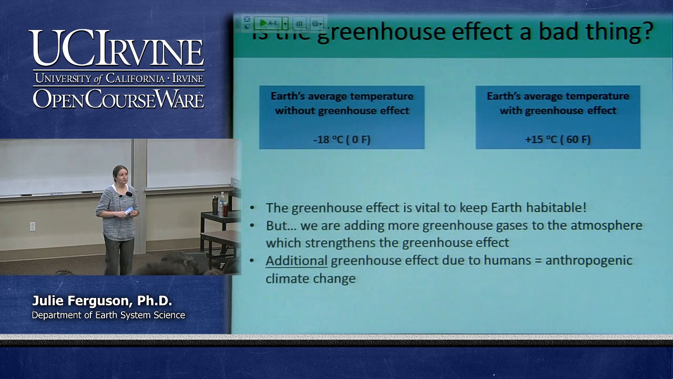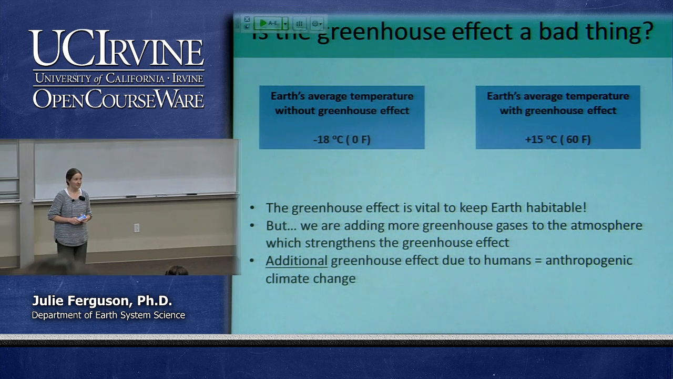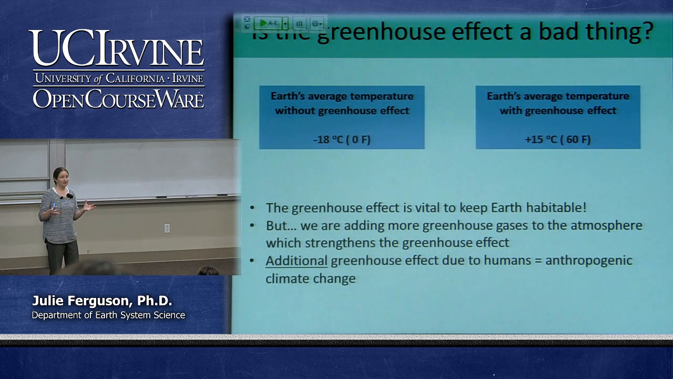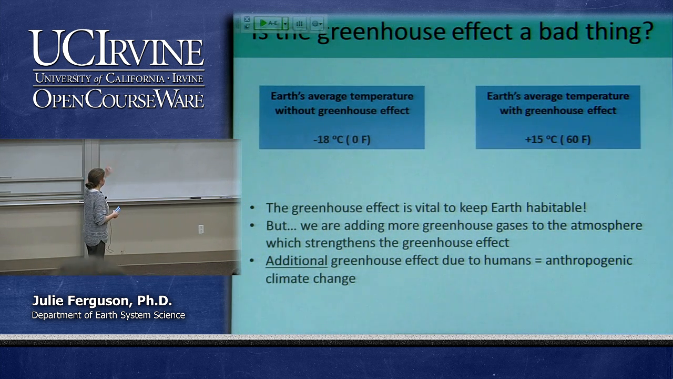The complication arises because we are strengthening the greenhouse effect. The additional CO2 that we're putting into the atmosphere is strengthening that greenhouse effect. So in general, it's not a bad thing that we have it. We need it to be able to function. But that additional greenhouse effect, that is what climate change is all about, that little bit extra.